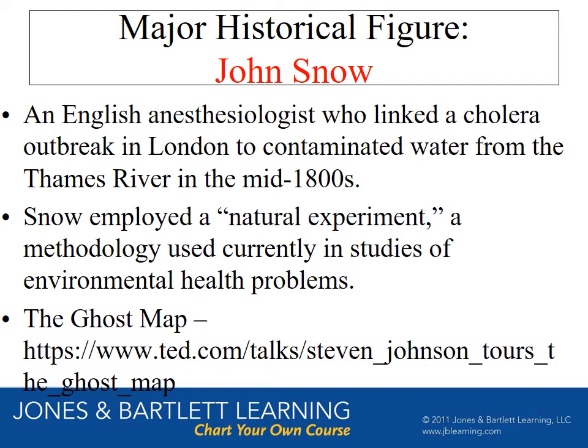John Snow, among many things, used the spatial distribution of disease to help identify a water source as the source of cholera. There's a wonderful book about him and the way that he investigated this called The Ghost Map, and I'd like you to watch this video on TED Talks about the Ghost Map, which I'll also link to in our module.